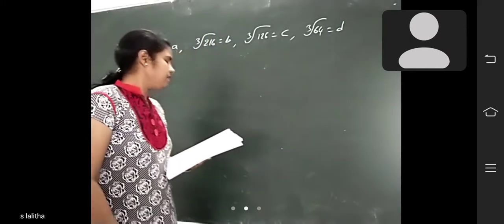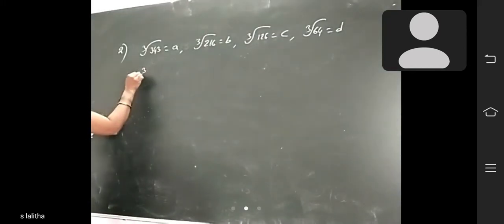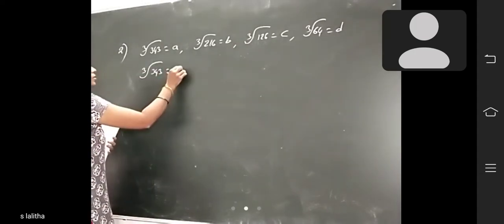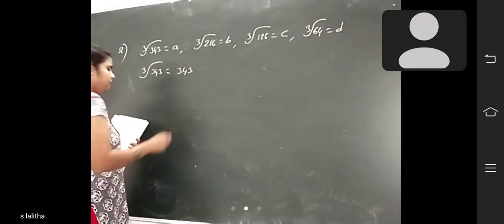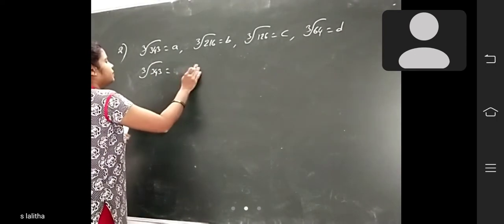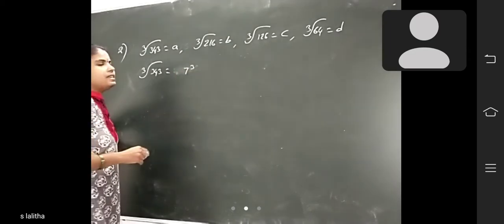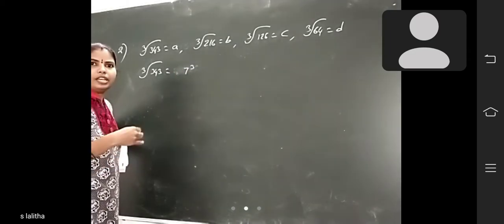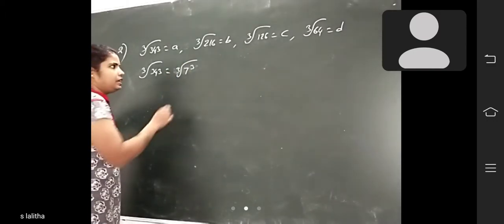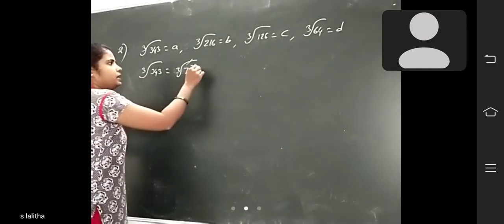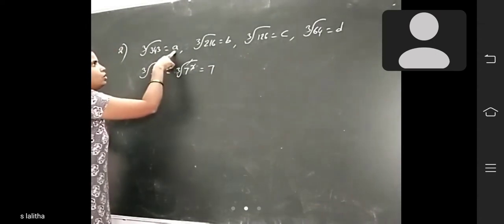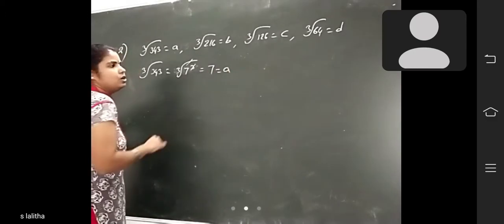So since what is given here, cube root of 343, how can you write this one? 343 is 7 cube. 7 7s are 49, 49 into 7 is 343. So cube root of 7 power 3, that means the cube root will be cancelled. So what is that? 7. So A is equal to 7.